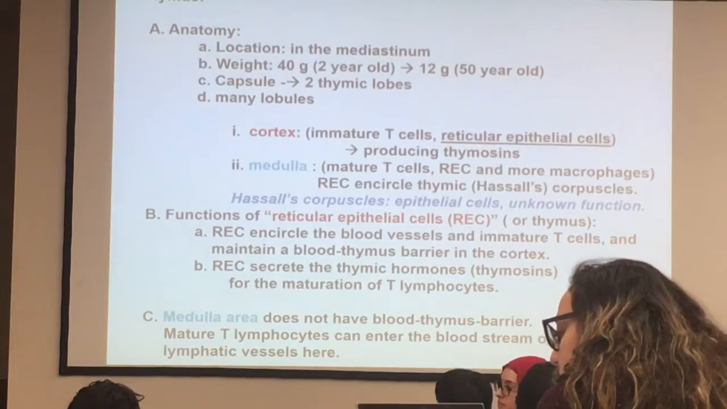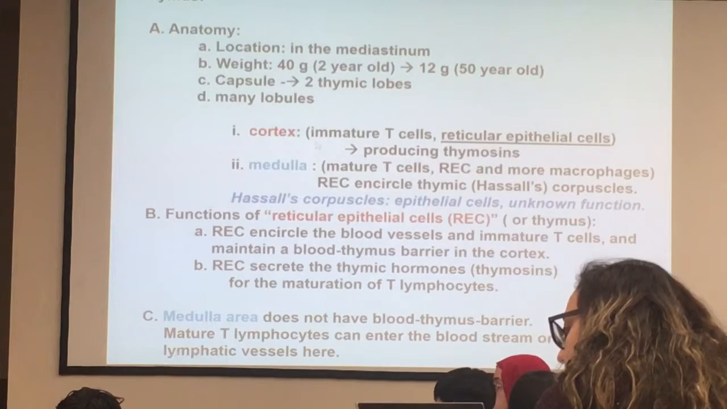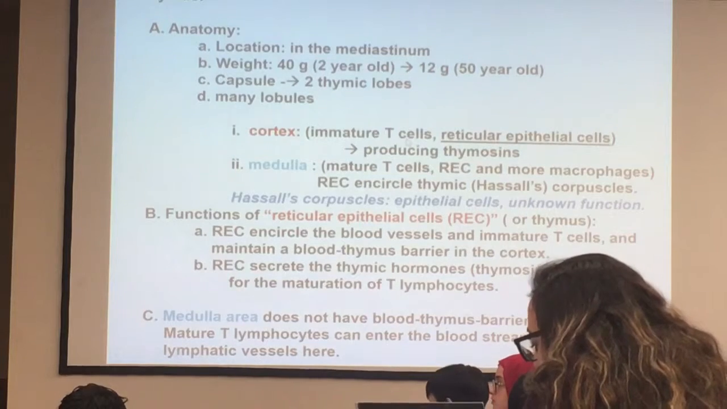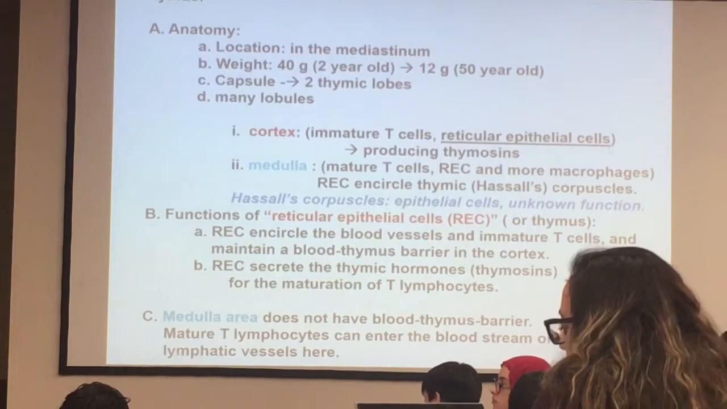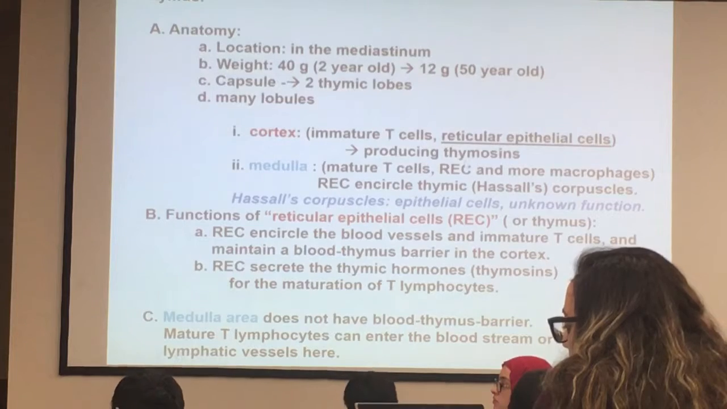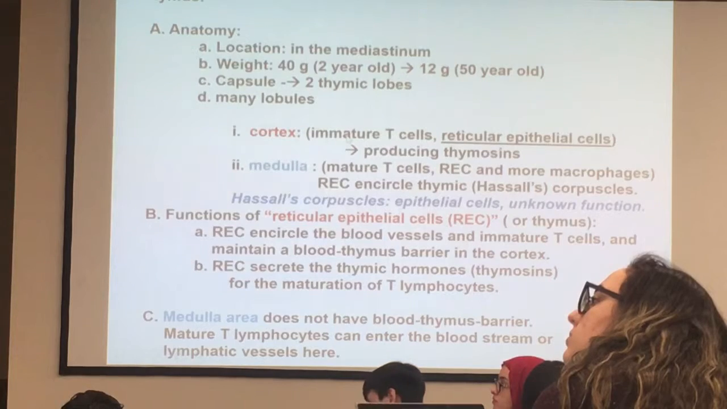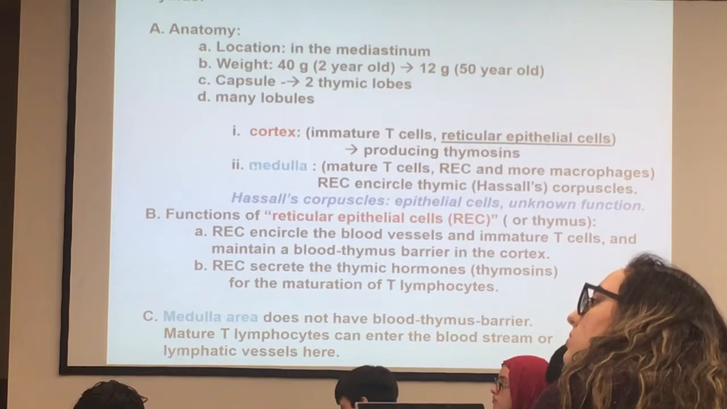Every lobule has one cortex and one medulla. In the cortex we have immature T lymphocytes, surrounded by reticular epithelial cells. Reticular epithelial cells are the endocrine cells in the thymus. They can produce thymosin. These are the reticular epithelial cells in the cortex. But unfortunately, reticular epithelial cells are also located in the medulla. I just put REC.